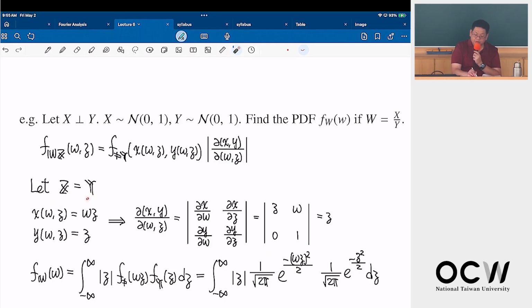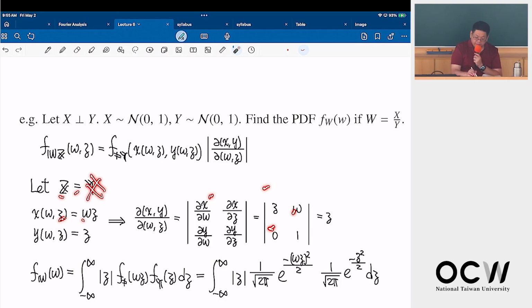You can also try others, okay? But the goal is to make your Jacobian or your determinant as simple as possible. In this way, I can create a 0. If you let z equals x, then also you will get 0.